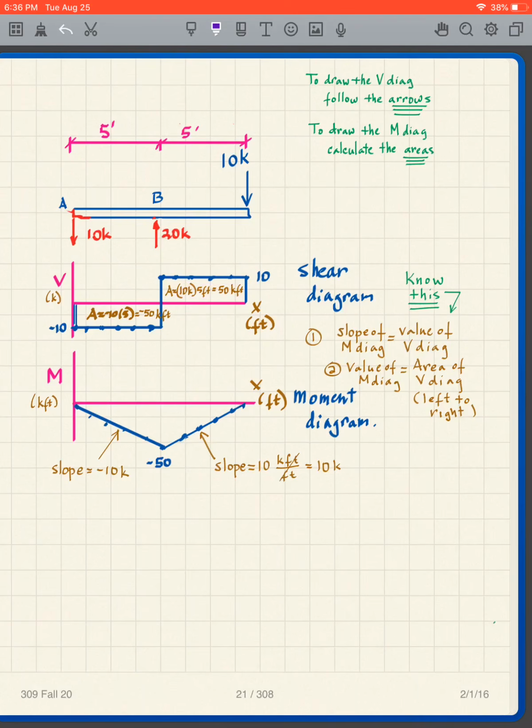So I'm going to start at 0 for the moment diagram. And I go from left to right, so I make sure I go left to right. So by the time I get to here, I'm going to be at negative 50. So I go like that. Now this is positive 50, so I'm at negative 50. I'm going left to right, so when I get all that area, I go up positive 50, I end up back at 0.